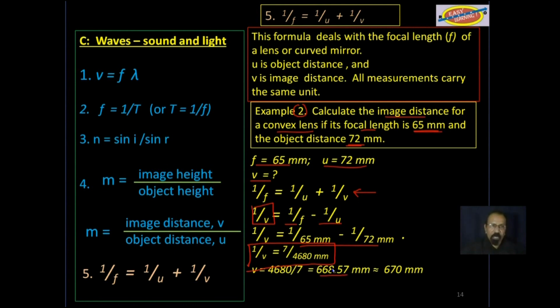Work that out, and we get this rounded off to 2 significant figures. So the image distance will be 670 millimeters. If we want, we could be a little more precise with that, but this should suffice for CSEC. That is also correct, but CXC prefers this version.